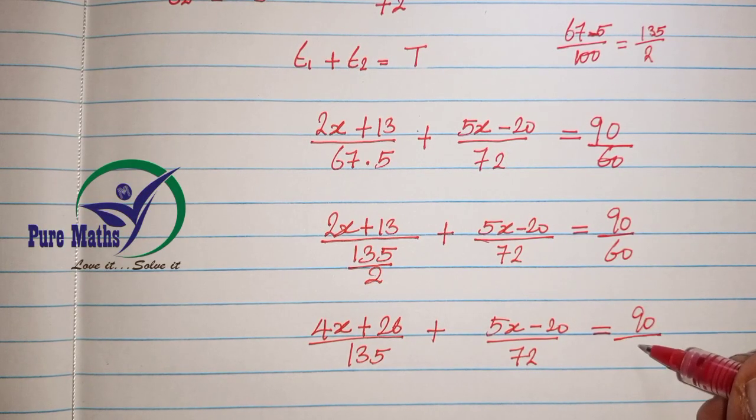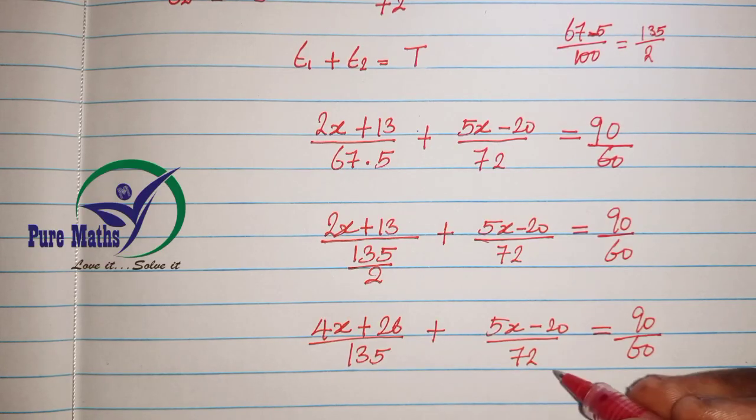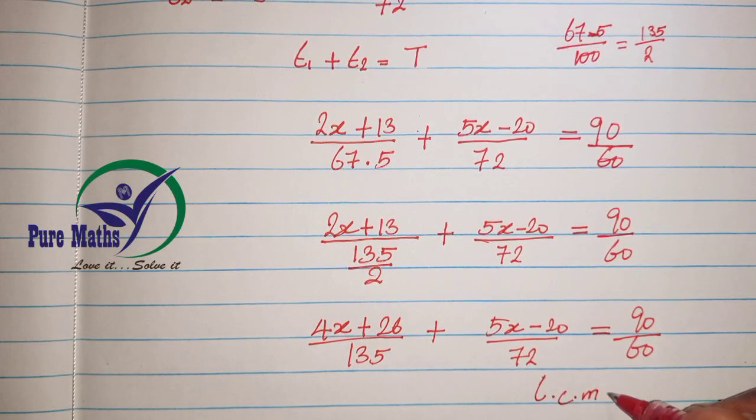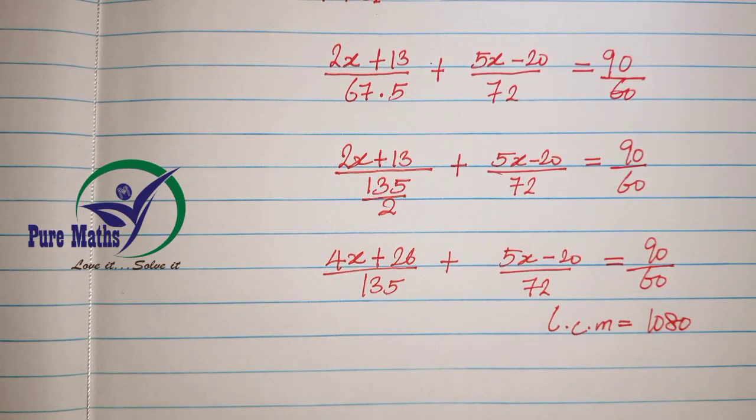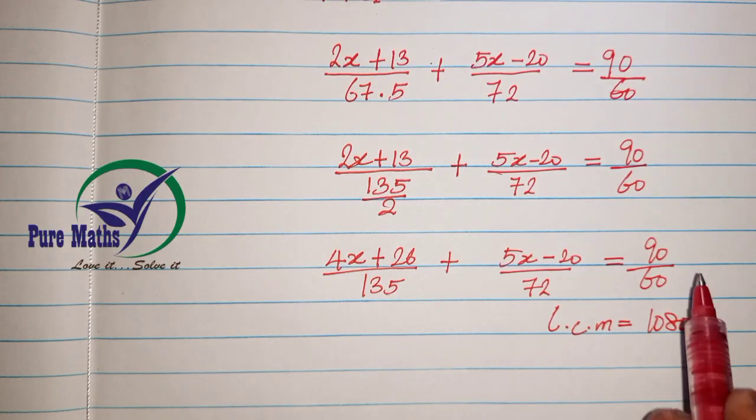90 over 60. Okay, so now we look for the LCM of these three numbers, 135, 72 and 60. So the LCM of 135, 72 and 60 will give us 1080. That's 1080.